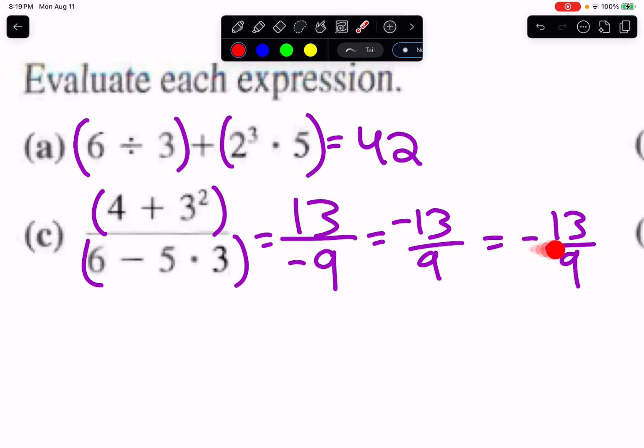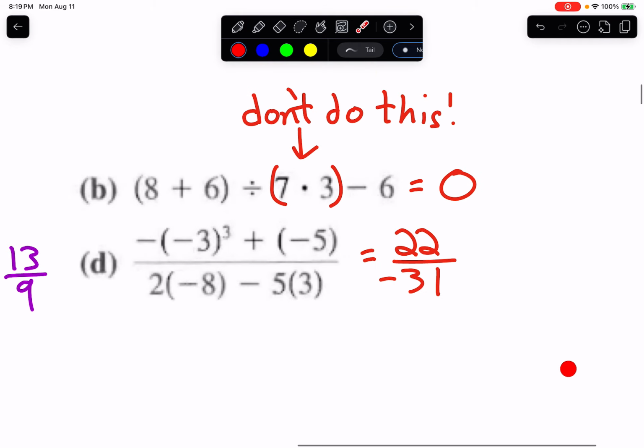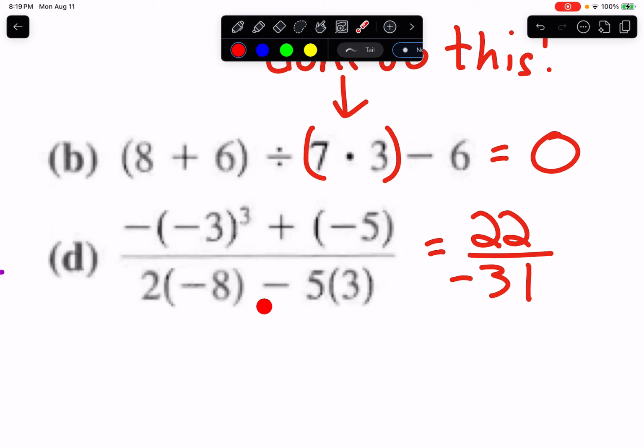Or if you just put the negative in front of the fraction, then it just means the whole fraction is negative. So you can write that however you want, okay? And then for D, we just have some tricky negatives we have to be careful with. Again, you get negative 31 in the denominator, right? But you could write that however you want.